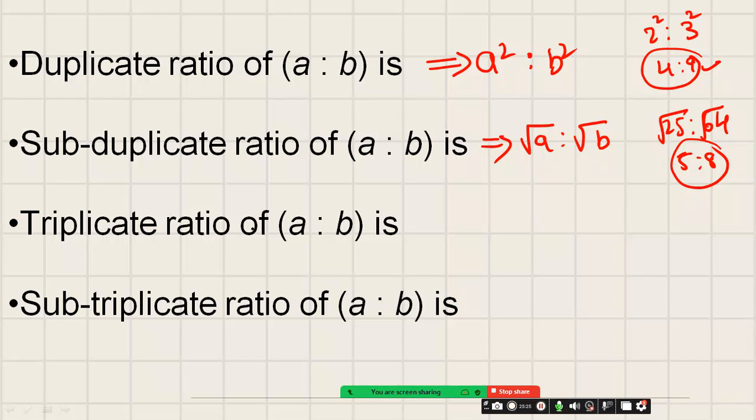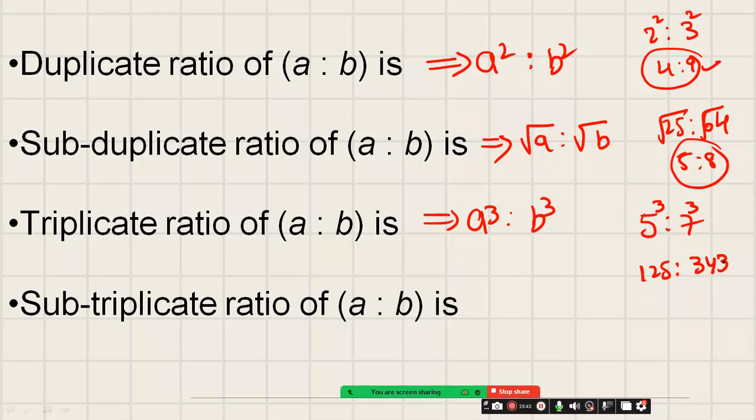Next, the triplicate ratio of A is to B is A cube is to B cube. For example, 5 is to 7. Find out the triplicate ratio. 5 cube is to 7 cube. 5 cube is how much? 125.